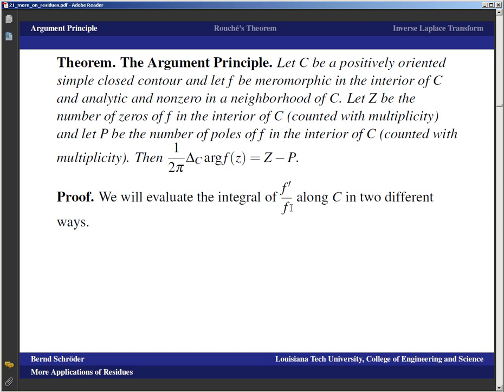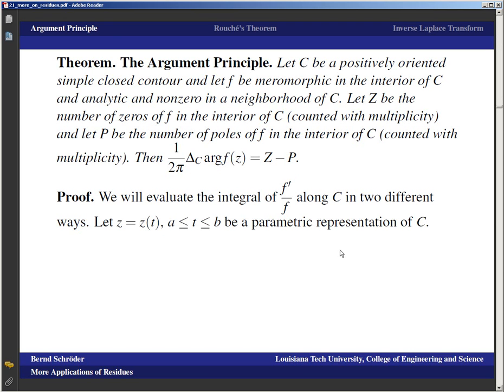And on the other hand, f prime over f is also something that you can evaluate with the residue theorem, and the zeros of f will be poles of this function, and the poles of f will, I think, still be poles of this thing. We'll see how that goes precisely as we do the computations.